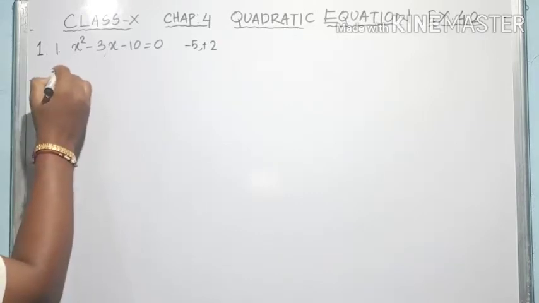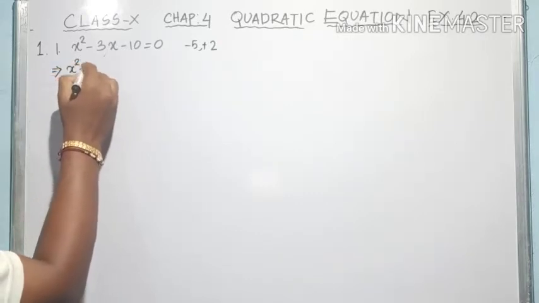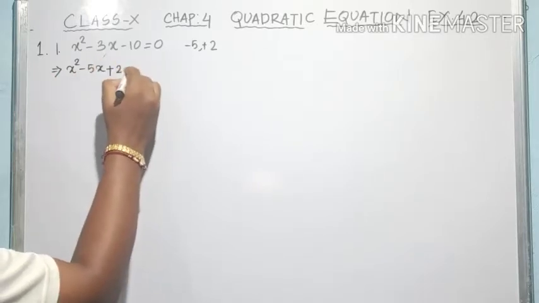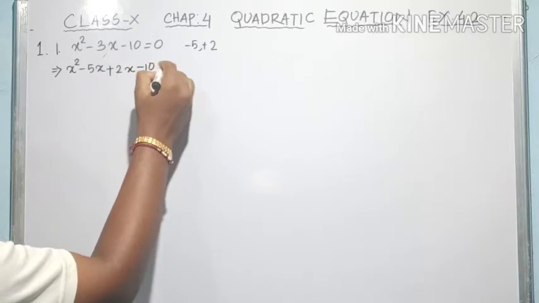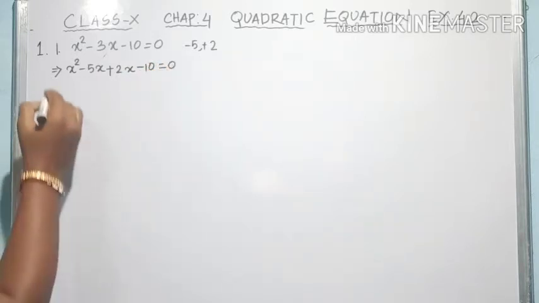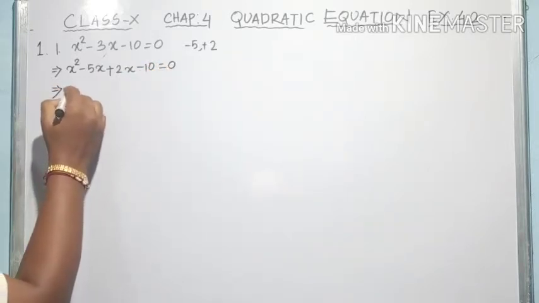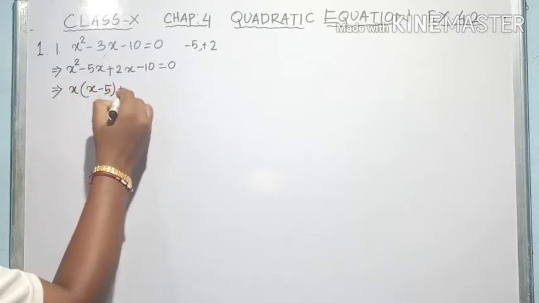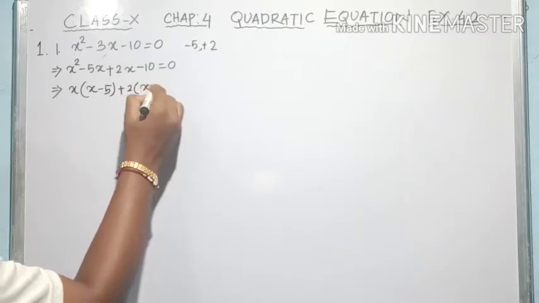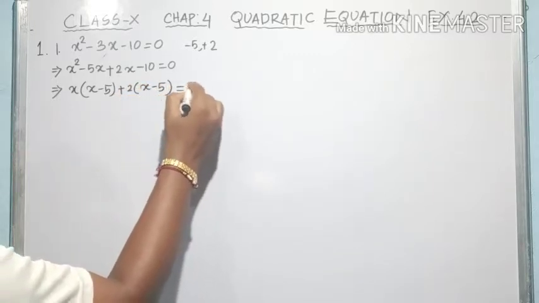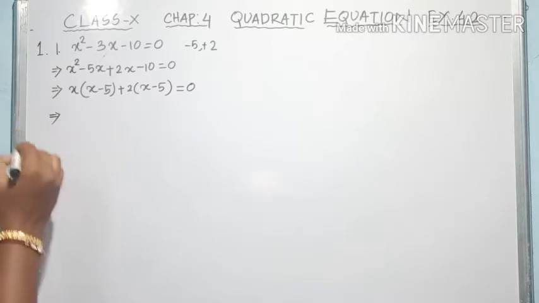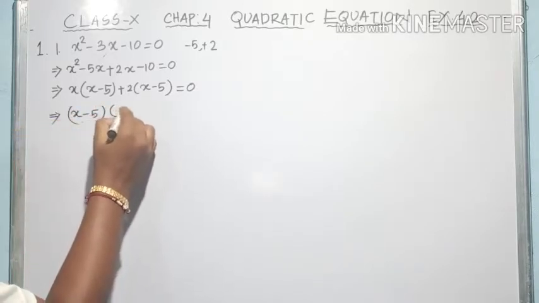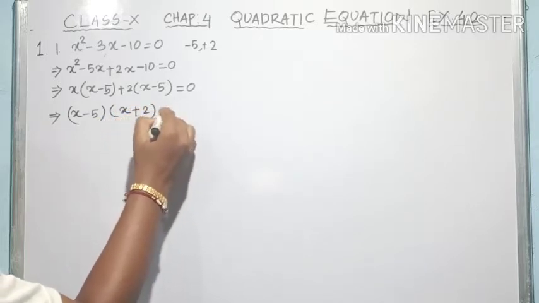So it implies that x square minus 5x plus 2x minus 10 is equal to 0. If you take x common, here it will be x minus 5. If you take 2 common, it will be x minus 5 is equal to 0. If you take x minus 5 common, here we will get x plus 2 is equal to 0.